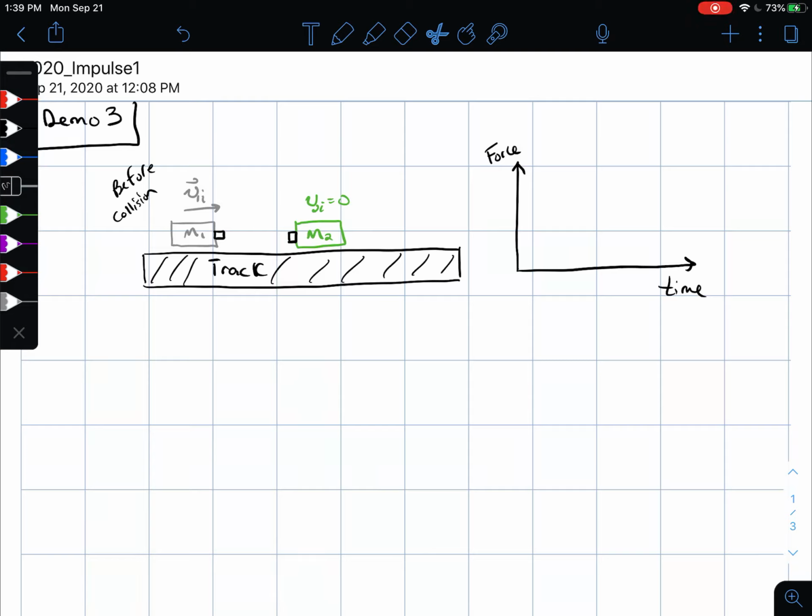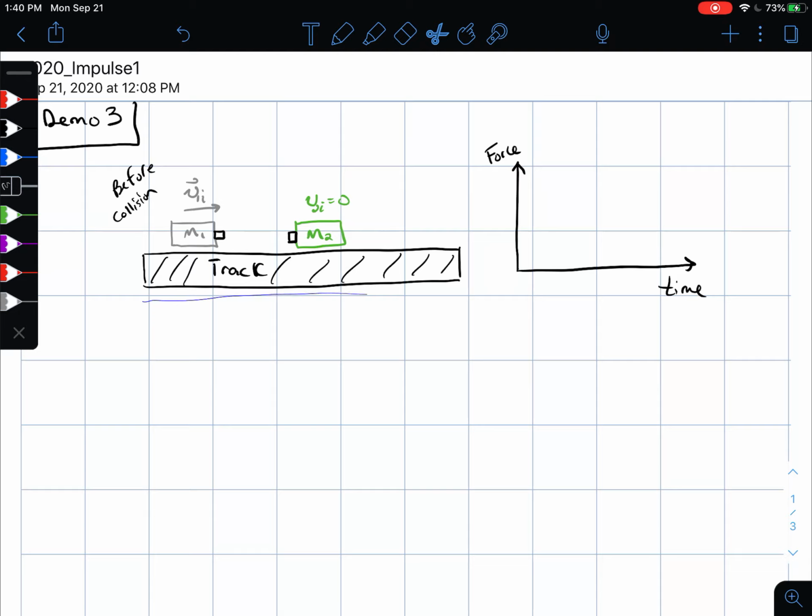Okay, in this video, we're going to analyze what happens during a collision. In a different video, we saw what happens if we're trying to analyze before and after a collision, but now we want to look at some of the nitty-gritty details of what's happening when these things are actually in contact. In order to do this, we're going to explore demo number 3 from this week.